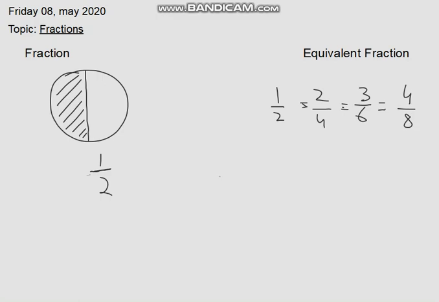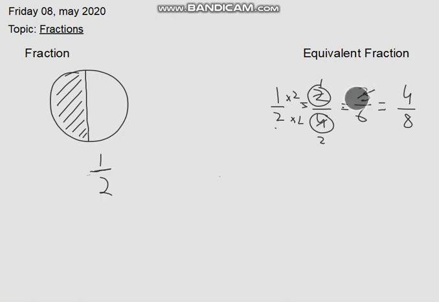If you look here, the numerator and the denominator of a fraction have been multiplied by the same non-zero whole number in order to have an equivalent fraction. 2 is multiplying with both the numerator and the denominator, like 1 2s are 2 and 2 2s are 4. So 2 and 4 are the equivalent fraction of 1/2. If we simplify it, 2 1s are 2 and 2 2s are 4, again this 1/2 is coming.